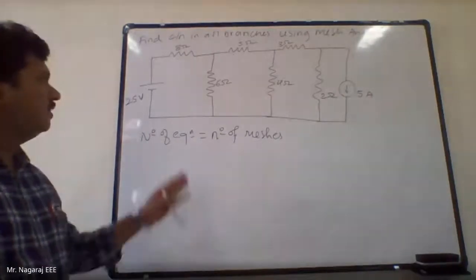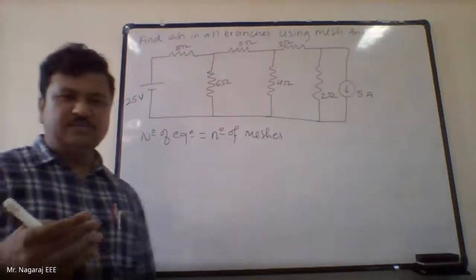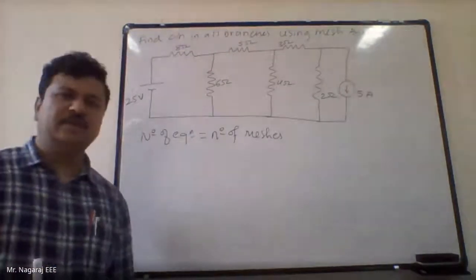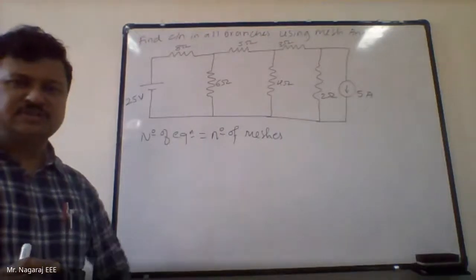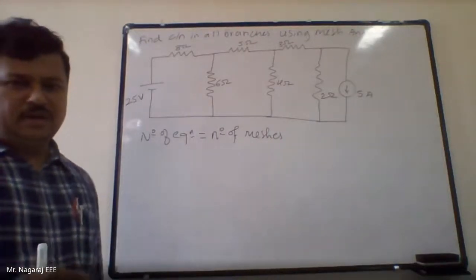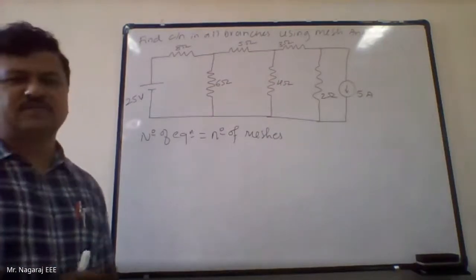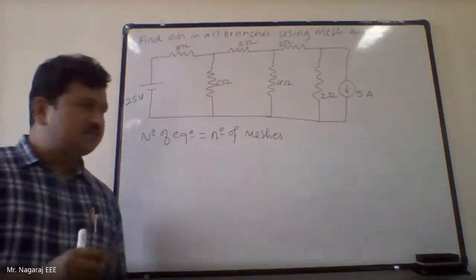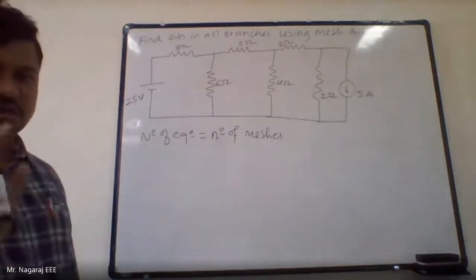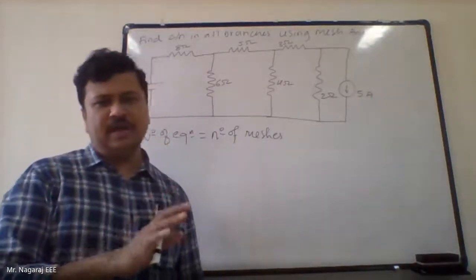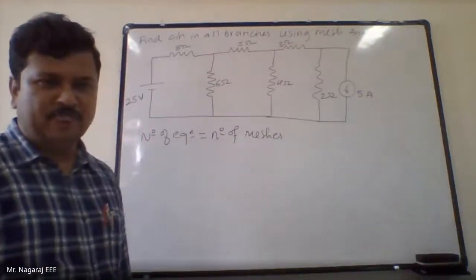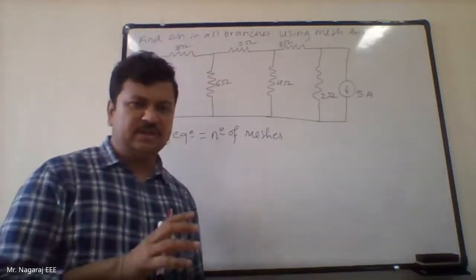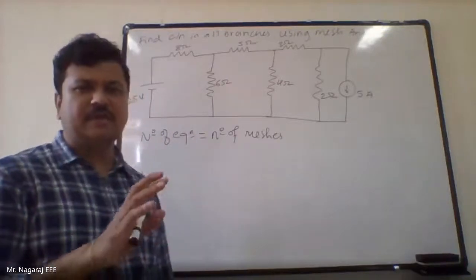So whenever a mesh analysis example is in front of you, you should first check whether there is any possibility of reducing the number of meshes by source shifting or source transformation. Generally, use source transformation rather than source shifting. You think about this only if the number of meshes is more than three. If the number of meshes is exactly three, you directly go ahead with writing mesh equations and go for the solution. If the number of meshes is more than three, then think of circuit reduction, whether it is possible to reduce at least one mesh, so that I can get a maximum of three meshes out of that.